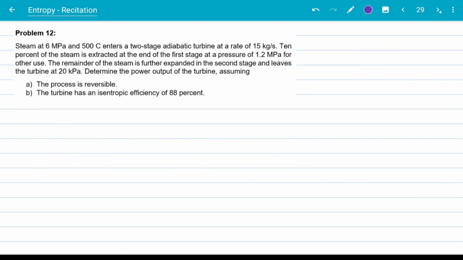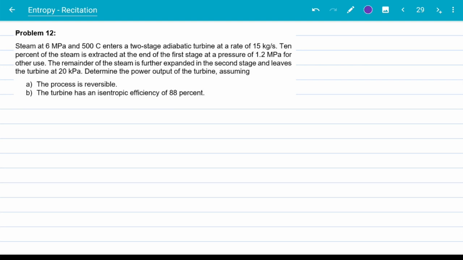Okay, our final problem, problem 12. We have a two-stage adiabatic turbine. Steam enters at 6 megapascals pressure and 500 degrees Celsius. And the initial mass flow rate is 15 kilograms per second. 10% of the steam is extracted at the end of the first stage at the pressure of 1.2 megapascals. The remainder of the steam is further expanded in the second stage and leaves the turbine at 20 kilopascals. We are asked to find the power output of the turbine, assuming A, the process is reversible, and B, the turbine has an isentropic efficiency of 88%.